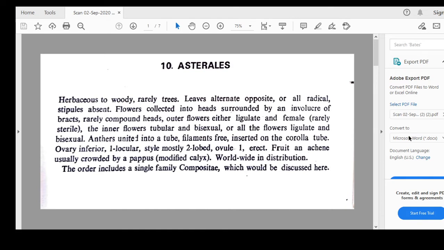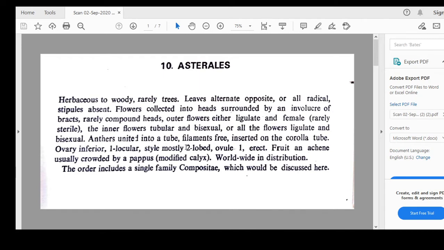Here are some general characters of order Asterales. Plants are herbaceous to woody. They are rarely trees. Leaves alternate, opposite, or all radical. They are exstipulate. Flowers collected into heads surrounded by an involucre of bracts. They are rarely compound heads. Outer flowers either ligulate and female, rarely sterile, but sometimes they are sterile. The inner flowers tubular and bisexual, or all ligulate and bisexual.